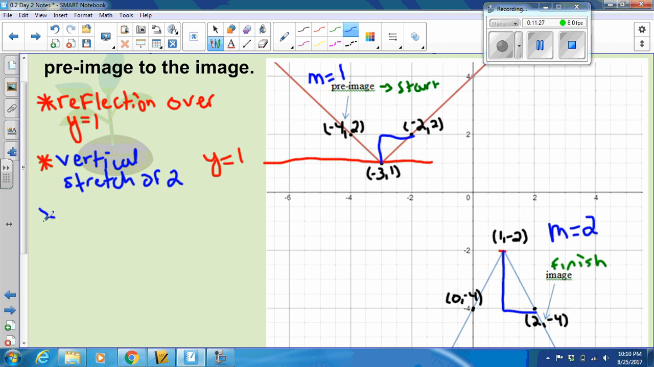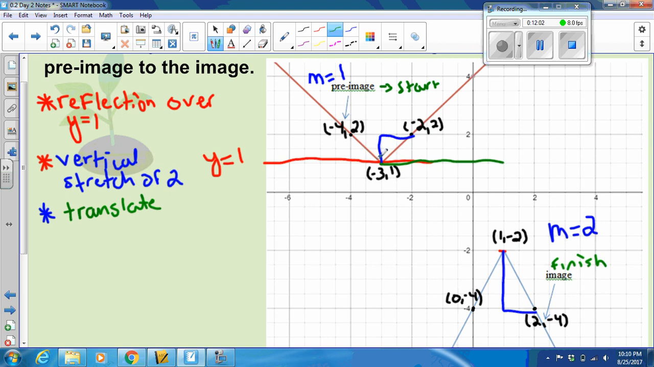Okay, so now that we did that, now we have to figure out our translations. Now remember, when we do this, we basically go from the vertex of our pre-image to the vertex of our image. Okay, now we're going horizontally first when we translate, and then we will go vertically. Now we have to see, are we going to translate to the left or to the right? Well, in this case, our vertex of the image is to the right side, so that means we are going to go to the right here.